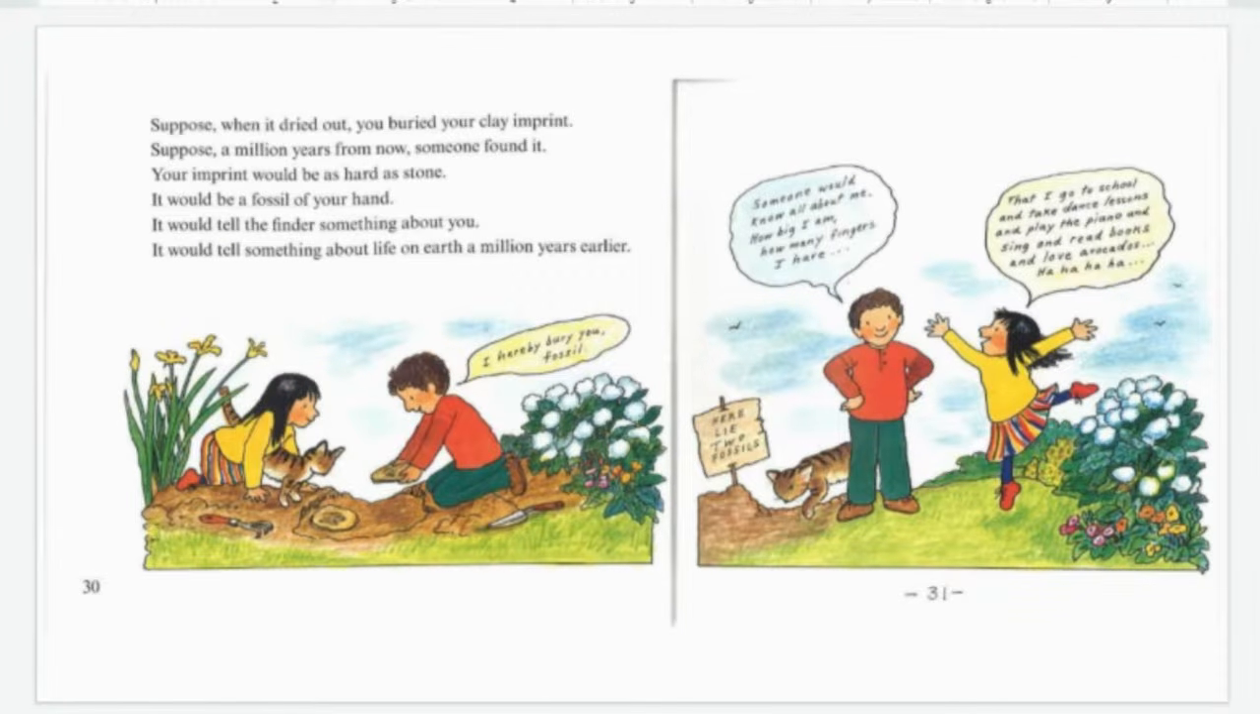Suppose when it dried out, you buried your clay imprint. Suppose 1 million years from now, someone found it. Your imprint would be as hard as stone. It would be a fossil of your hand. It would tell the finder something about you. It would tell something about life on Earth 1 million years earlier.